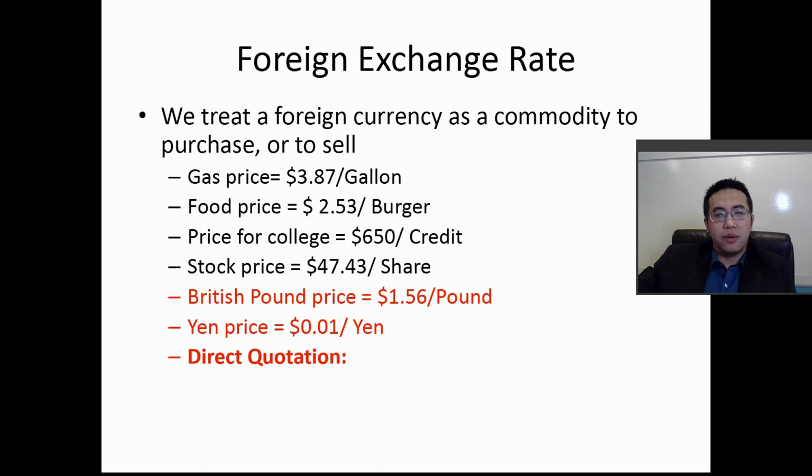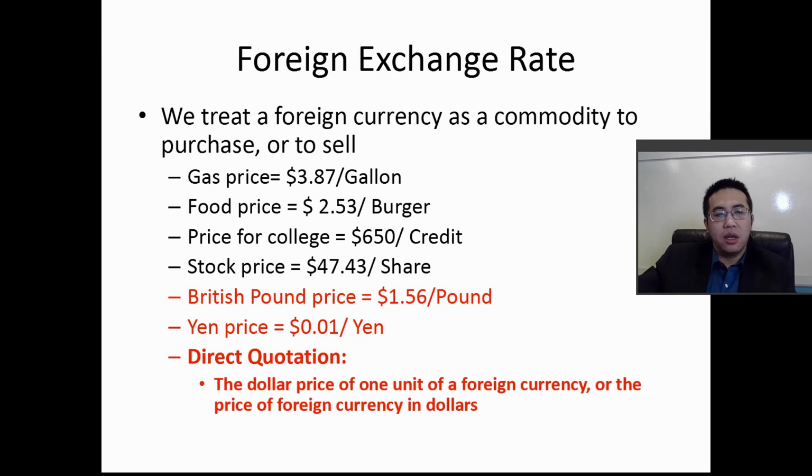Now here it comes to a very important concept. It's called a direct quote. Okay, we also call it direct quotation. So that basically is the dollar price of one unit of a foreign currency, or the price of foreign currency in dollars. Okay, so you see all of these are direct quotes.